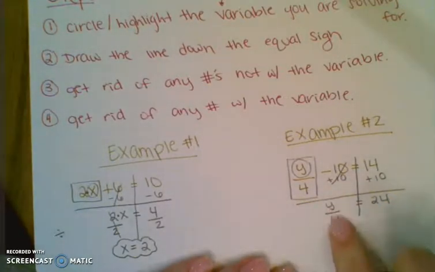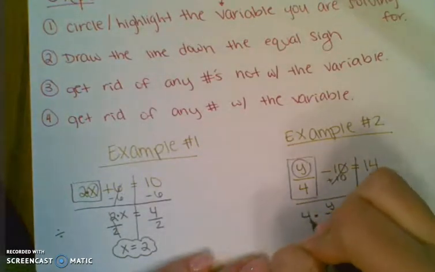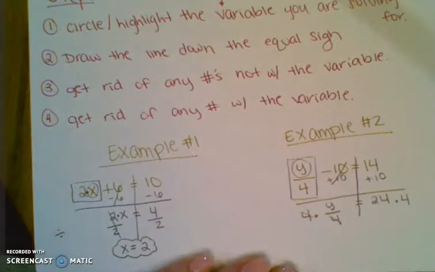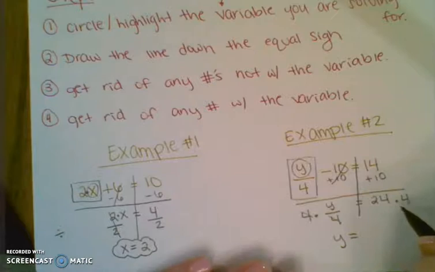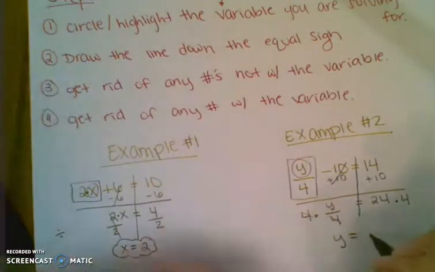Okay, this right here is division. This is y divided by 4. So the opposite of division is multiplication. So times 4, times 4. Okay, this 4 and this 4 cancel out because that's what I was trying to do. So y equals 24 times 4 is going to be almost 100. It's 96.